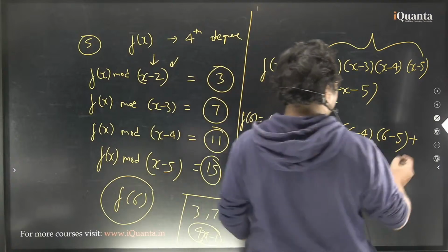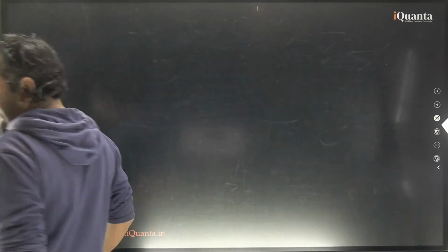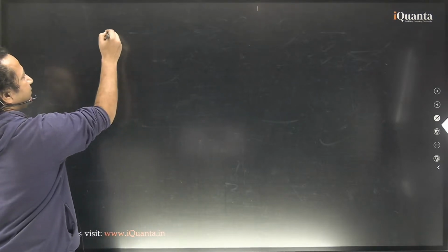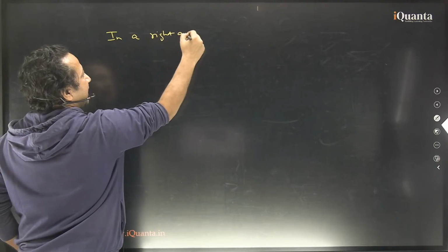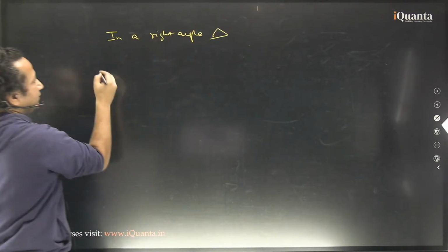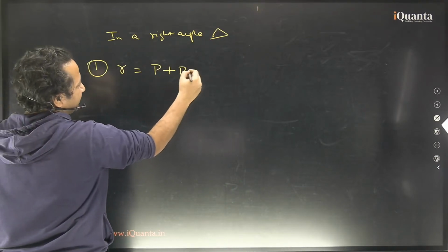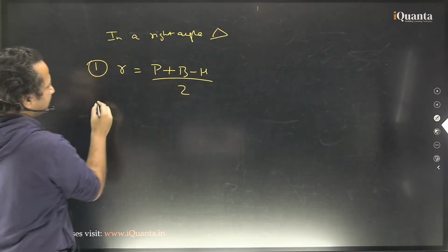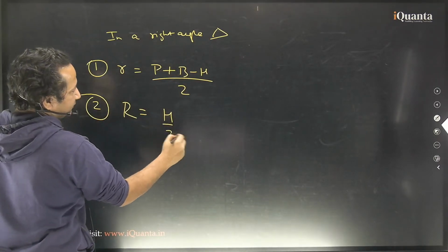Geometry के सारे shortcuts, in fact, मैं क्लास में करा चुका हूँ, but I'll just write it once. जल्दी से लिख देता हूँ. In a right angled triangle, first the inradius is equal to (p + b - h)/2. A few shortcuts which I need you to know. Second, the circumradius is equal to h/2. Is that understood?